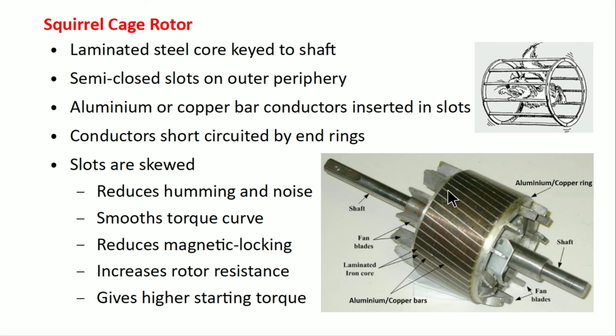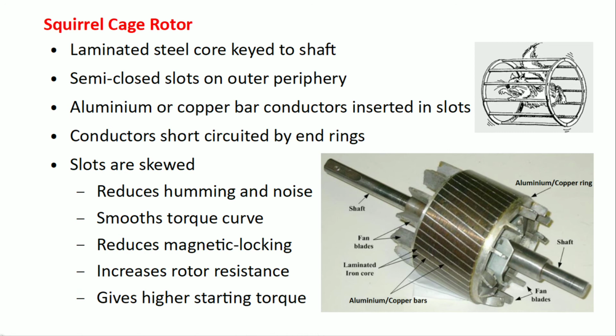So skewing of slots gives these 5 advantages to us. It reduces humming and noise, smooth curves can be obtained, it reduces magnetic locking between stator and rotor core, and increases rotor resistance, which results in higher starting torque.